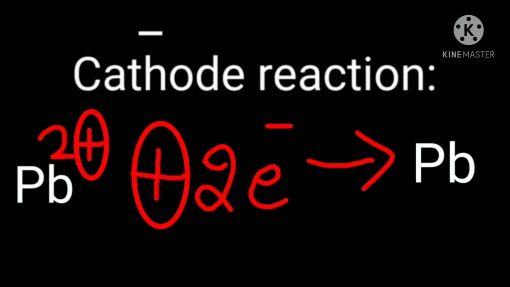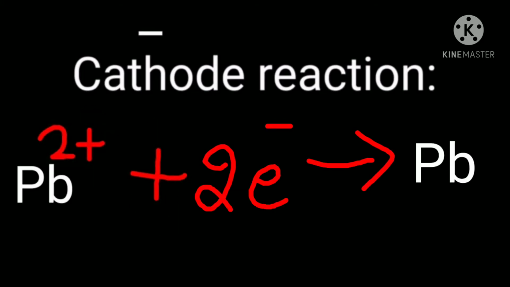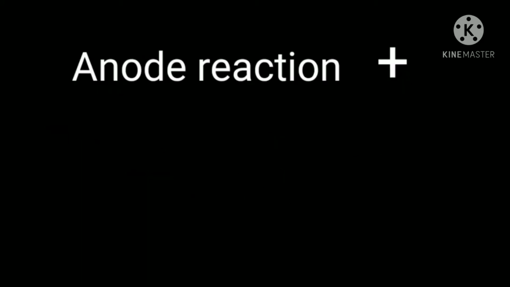Pb is lead. So your memory aid is Pb2+. You are writing plus, isn't it? The same plus again you are writing near that. So plus 2e-. So 2+ means plus 2e-. 1+ means 1e-.